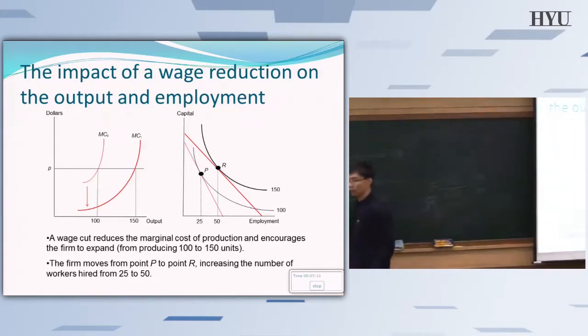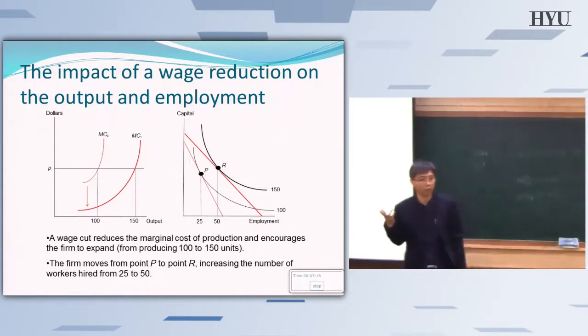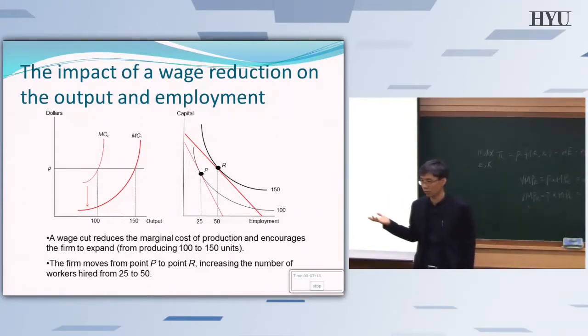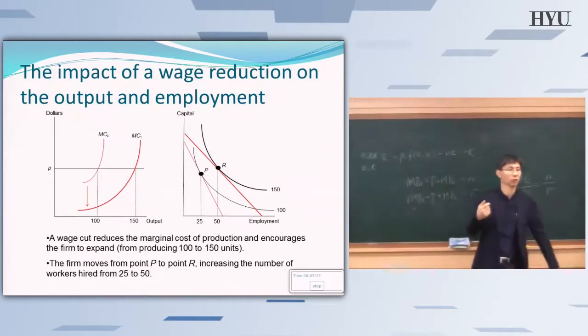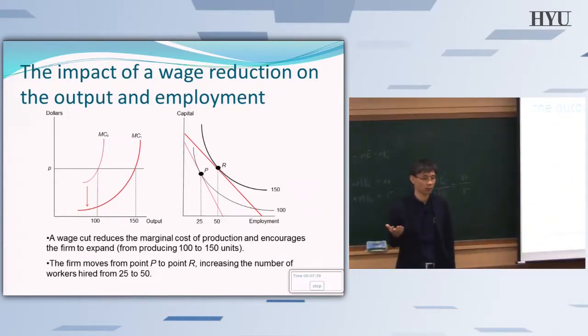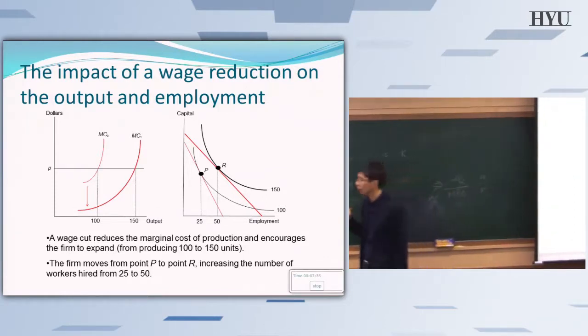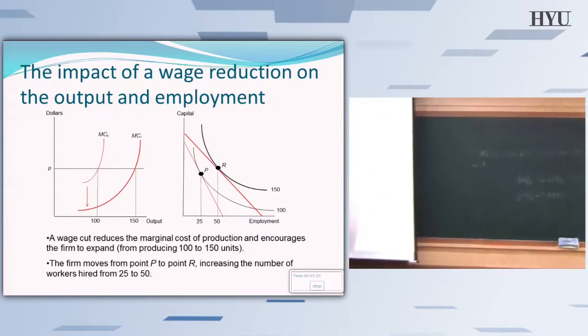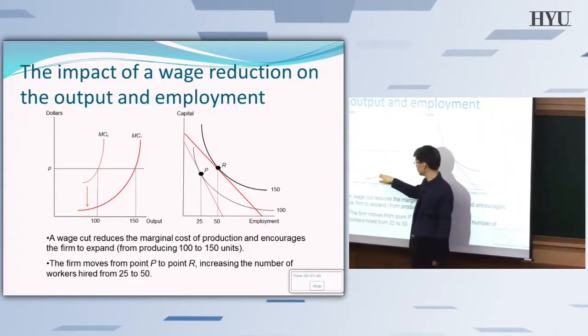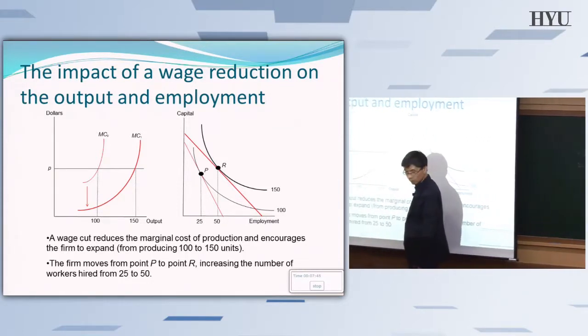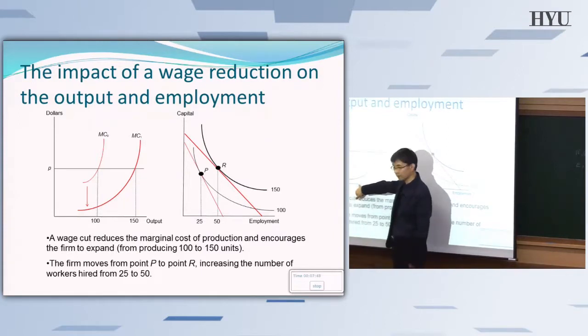Now, let's say the wage falls. What happens? Marginal cost will be lower, right? To produce one additional unit of output, it will cost less because labor is cheaper. Let's say capital's cost is the same. Labor just got cheaper, so marginal cost should fall. When the marginal cost falls, then obviously the MC curve will move downward, or move to the right. It moves downward, so optimal output will increase. Okay?